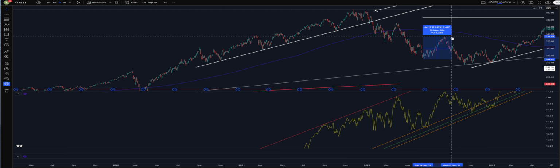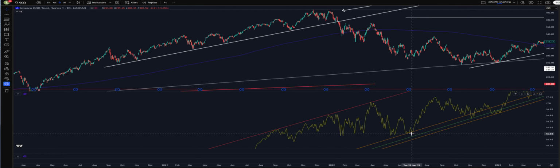So just realize, what kind of damage has this bear market done, right? That counter trend rally was a beautiful thing. I think I made like 150K during that counter trend rally, to be honest. It is what it is.